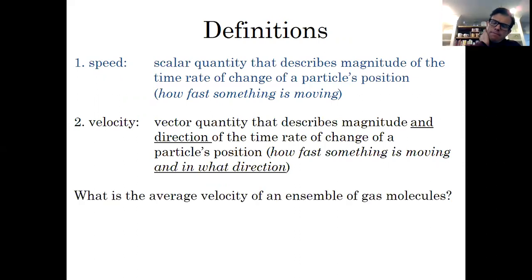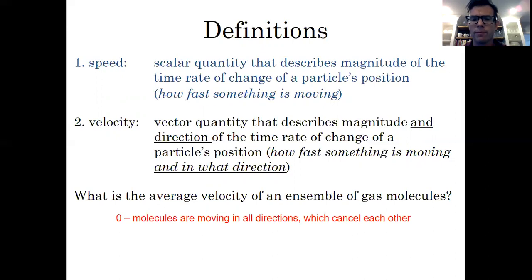So if you start thinking about it, you can answer some simple questions. What's the average velocity of an ensemble of gas molecules? By ensemble, I mean a collection, a distribution of gas molecules. And so you think about it, some molecules are headed left, some are headed right, some are going up, some are going down. It will turn out that all of this motion will cancel one another. Right? So motion in one direction is canceled by motion which is equal and opposite in the other direction, and the average velocity of a group of molecules is 0.